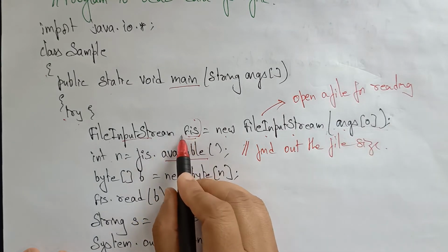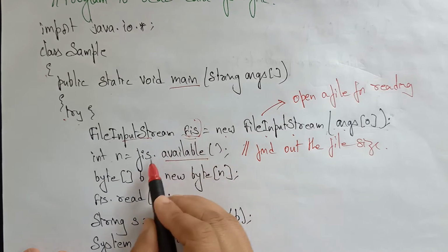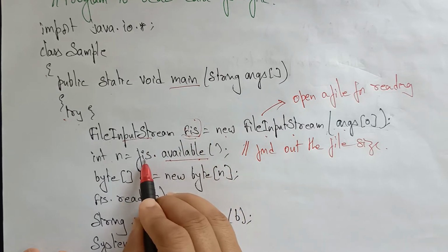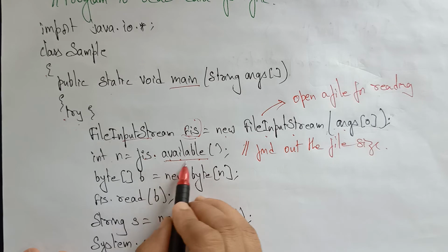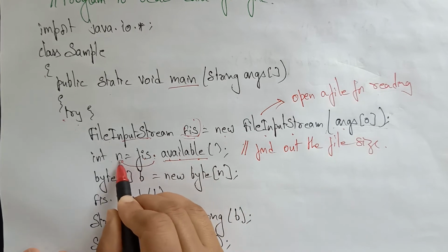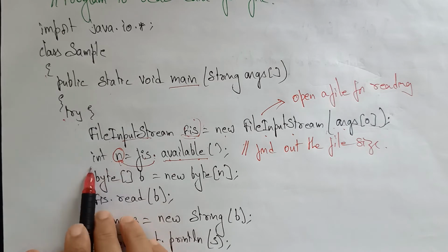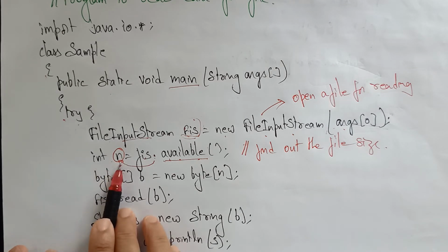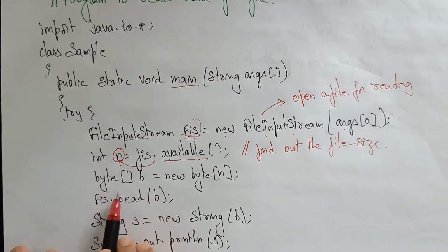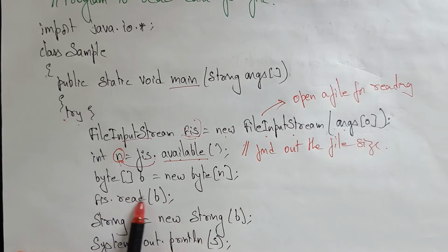Whatever file is open for reading, I am checking its size with fis.available. Whatever the size is, that is stored in n, which is of integer type. The return type is integer, and it is of byte data. So we are allocating memory in RAM according to the file size.